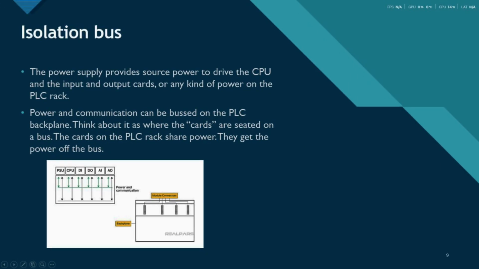Isolation bus. The power supply provides source power to drive the PLC and the input and output cards, or any kind of power on the PLC rack. Power and communication can be bused on the PLC backplane. Think about it as where the cards are seated on the bus. The cards on the PLC rack share power. They get their power from the bus.